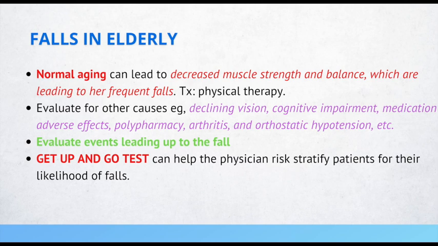You also need to evaluate events leading up to the fall. Like, did they have any chest pain, arrhythmias? Did they lose consciousness? Just find out what was going on leading up to the fall. The get up and go test can help the physician risk stratify patients for their likelihood of falls.